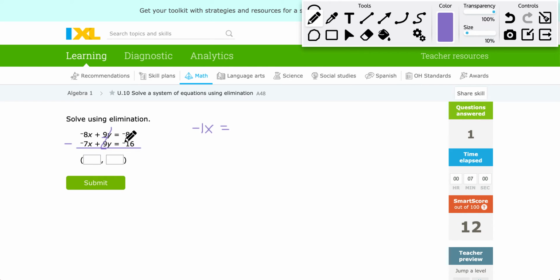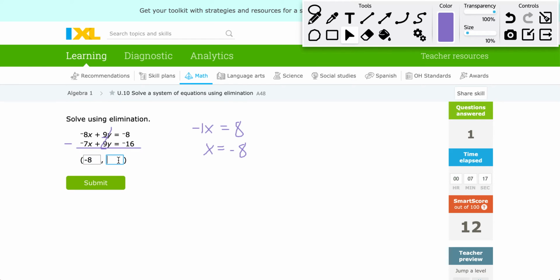This would be like adding again. Negative 8 plus 16 would give me 8. I do have a negative 1 in front, so I'm going to divide by a negative 1 and get x equals negative 8. So that goes in my first box.